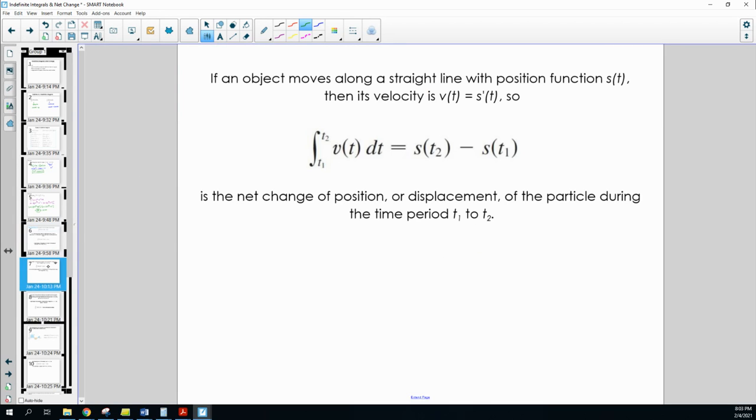Okay, so a lot of times we talk about it in terms of a particle moving, and we've talked a lot about particle motion with position, velocity, acceleration. So if an object moves along a straight line, then its velocity is v of t, which is s prime. So the integral of the velocity is going to be the position at the different time values and subtracting them. And that is just called your displacement. So the net change of the position is the displacement. So we're just kind of giving things different names.